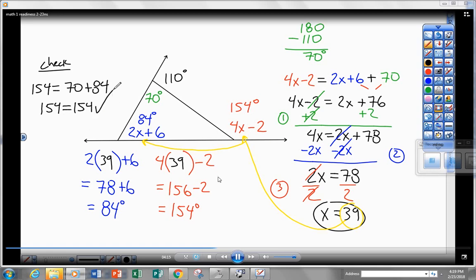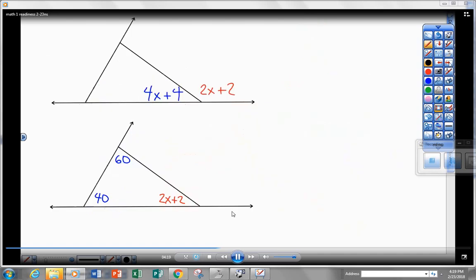All right, the next two problems lead you into what we're doing next week. For these, same kind of idea, but this is the 180 degree problem. These add up to be 180, but you're doing it algebraically. And then the last one, these three add up to be 180 also. So these three add up to be 180. These two add up to be 180.